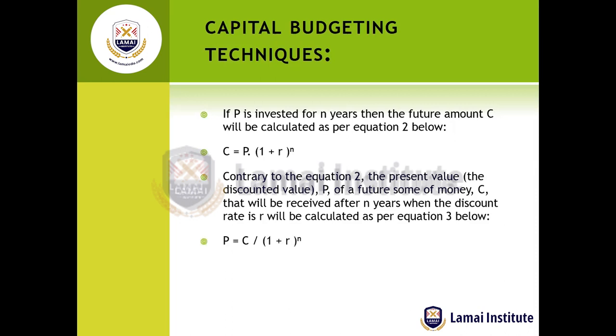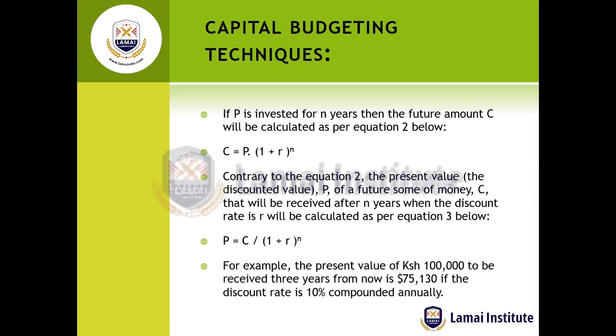So there we just reverse the letters. Initially in the previous equation, we were trying to calculate and look for C. Now we want to look for P. And so this is easy. So if you want to look for P, then it's C, and then you divide by 1 plus R raised to power n.